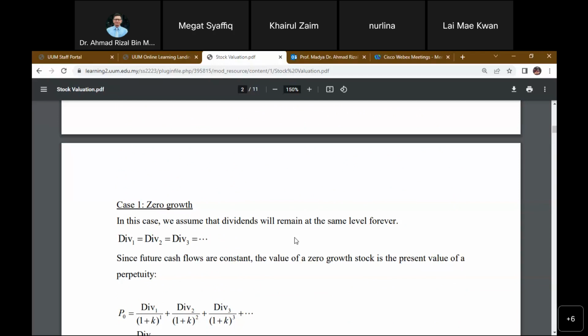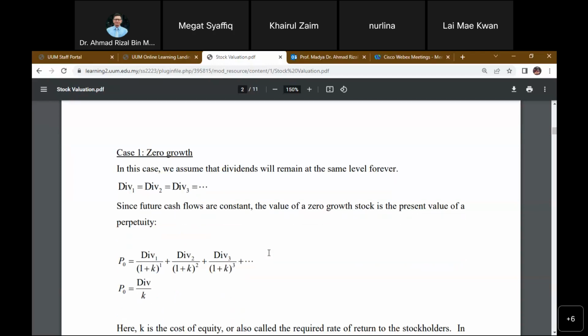So let's say a company pays a dividend of $1. They will pay consistently every year $1, $1, $1, $1. So the growth rate is zero, not the dividend. The dividend is $1. So differentiate between zero payment and zero growth in the dividend payment.